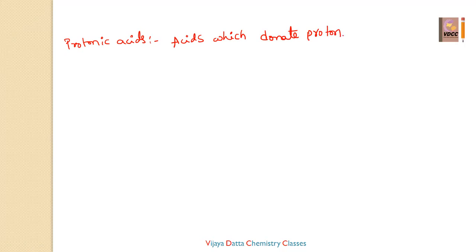See, acids which donate protons. We have seen the three theories: Arrhenius theory, Lewis concept, and Bronsted Lowry theory also we have done, right? So acids which donate protons are generally known as protonic acids. What are protonic acids? Acids which donate protons are called protonic acids. These are represented by HX.